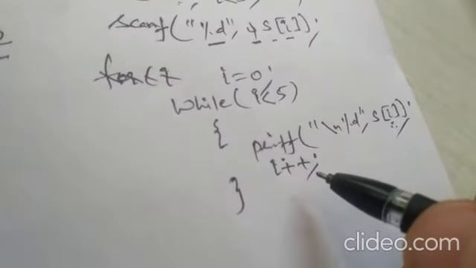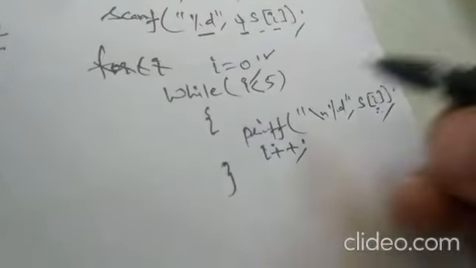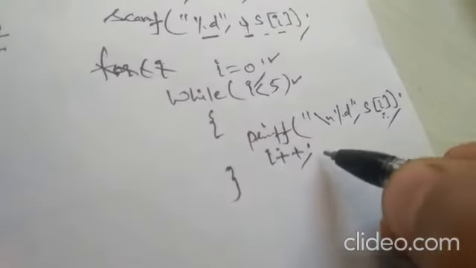Just remember, a loop has 3 things: initialization. So where is it? Initialization is here. Where is the condition? It is here. And where is the increment or decrement of this loop? It is here, right? So all we have written within the while loop. So this is how we can input and output values from arrays.